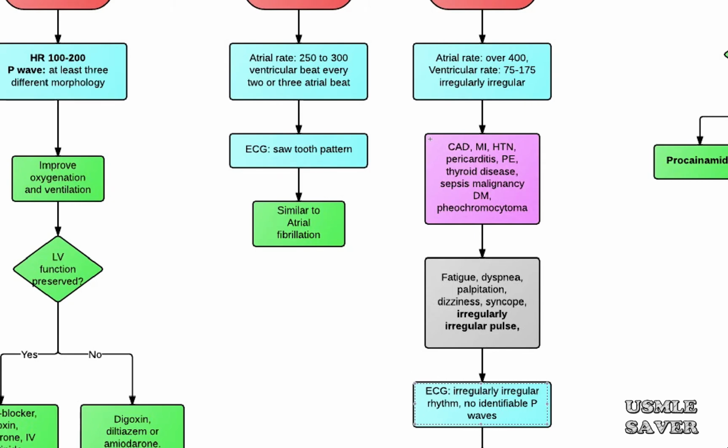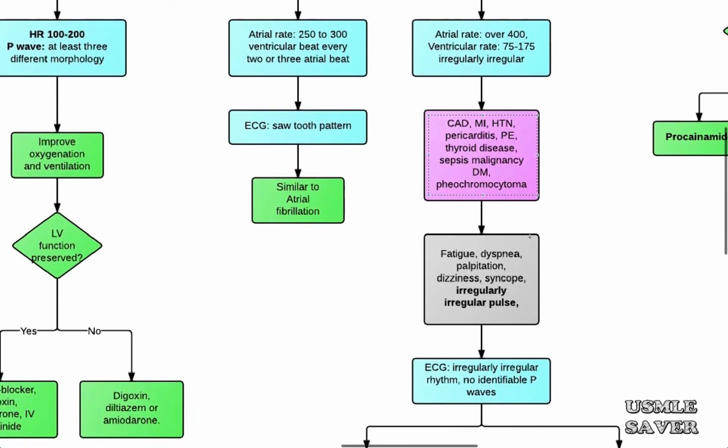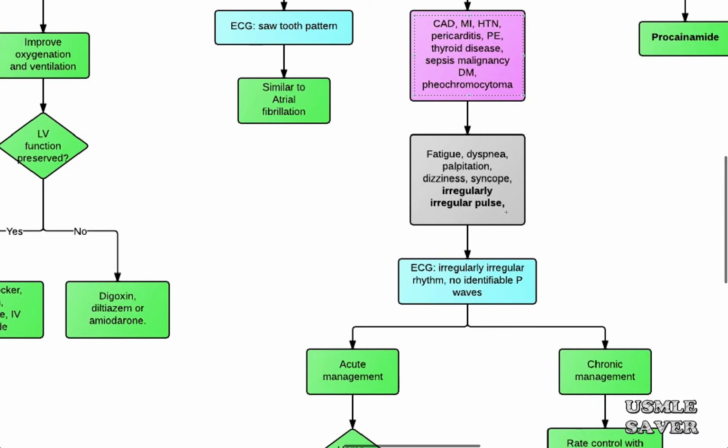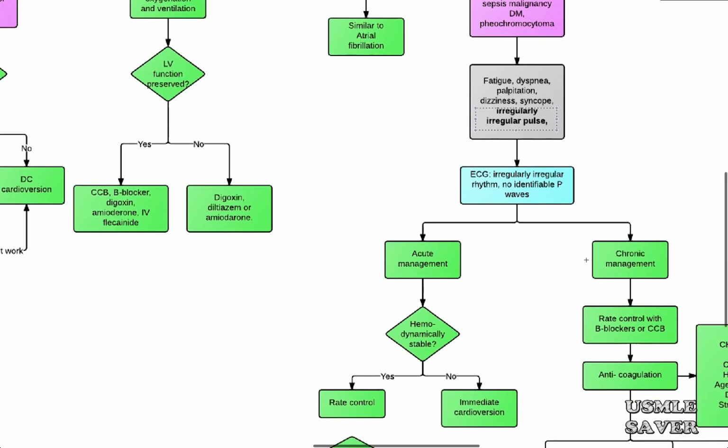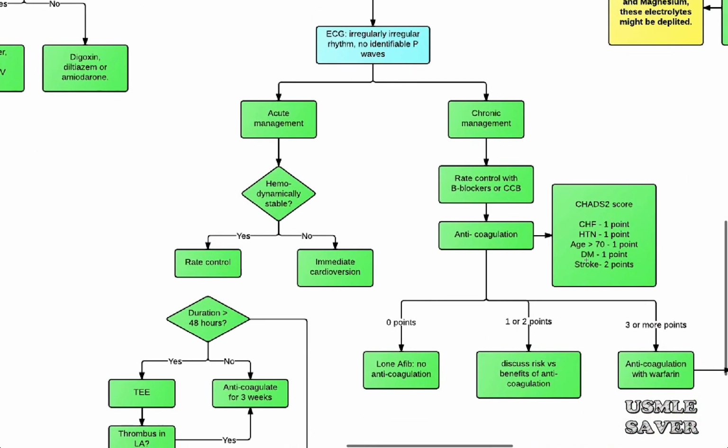AFib is mainly due to coronary artery disease, MI, hypertension, pericarditis, PE, thyroid disease, sepsis, diabetes, etc. Patient will present with fatigue, dyspnea, palpitation, dizziness, but all these symptoms are nonspecific. You can have many diseases with these symptoms, but the main difference is irregularly irregular pulse. Let's move to management. So I broke it down into acute management and chronic management.